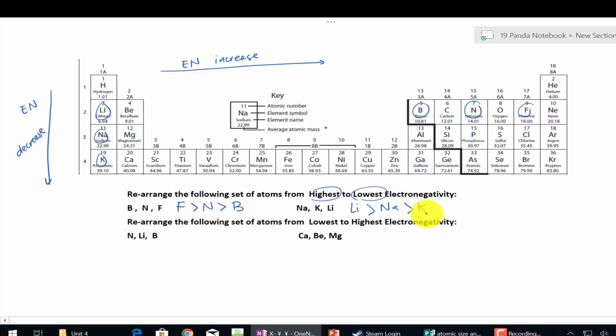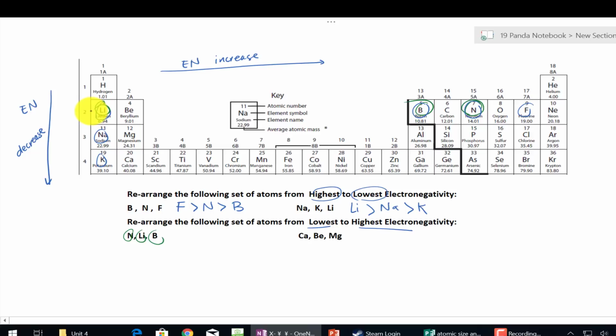Let's try another practice problem. Rearrange the following set of atoms from the lowest to highest. So I twist it the other way around. Let's find them. In this case, we have nitrogen, boron, and lithium.